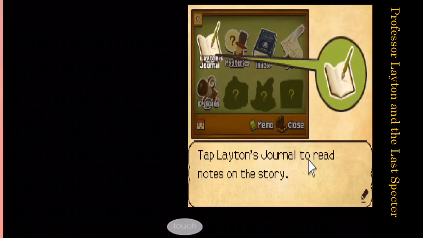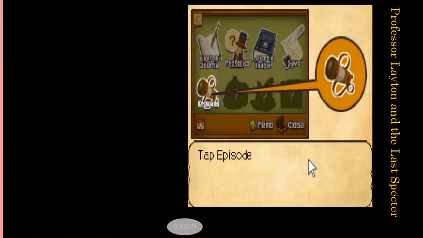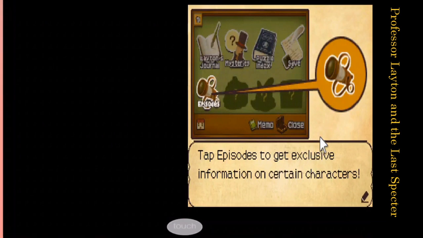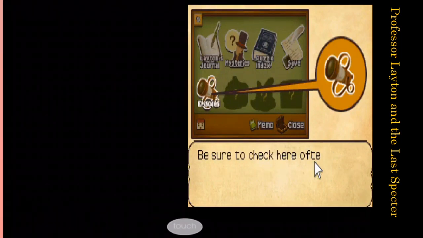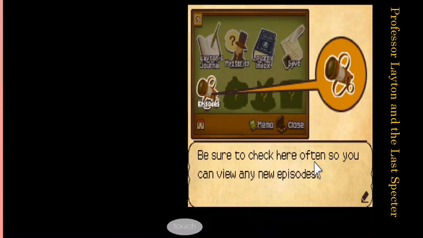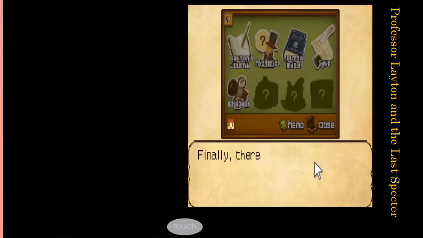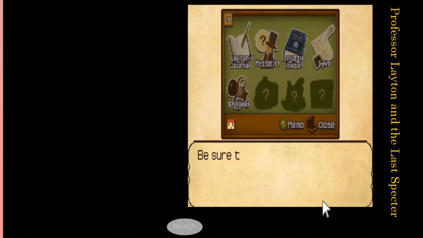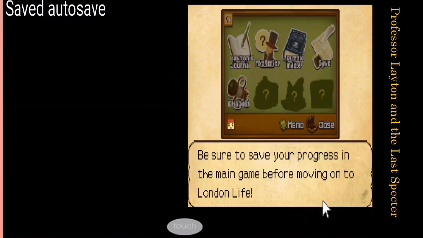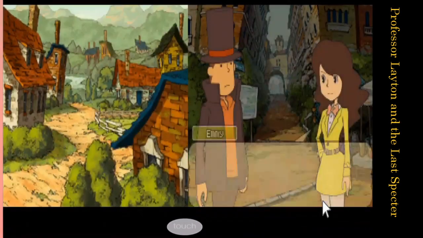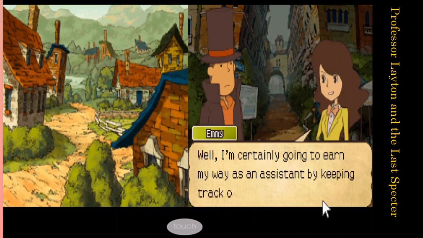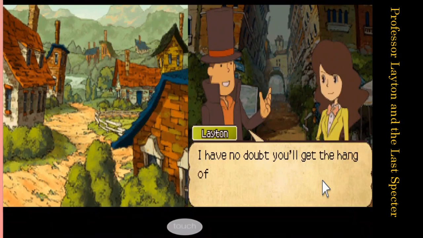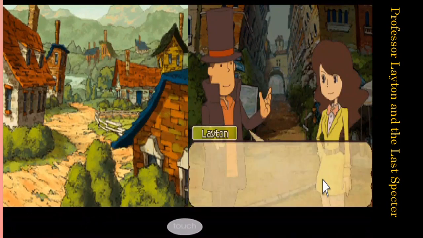Tap Layton's journal to read notes on the story. Tap episodes to get exclusive information on certain characters. Be sure to check here often, so you can view any new episodes. Finally, there's the London Life button. Tap this button to leave the game and start London Life. Be sure to save your progress in the main game before moving on to London Life. Well, I'm certainly going to earn my way as an assistant by keeping track of everything. I have no doubt you will get the hang of it in no time. Shall we move on?